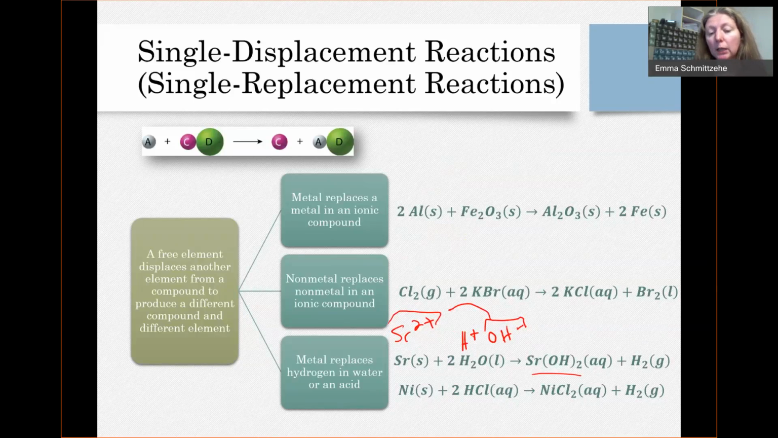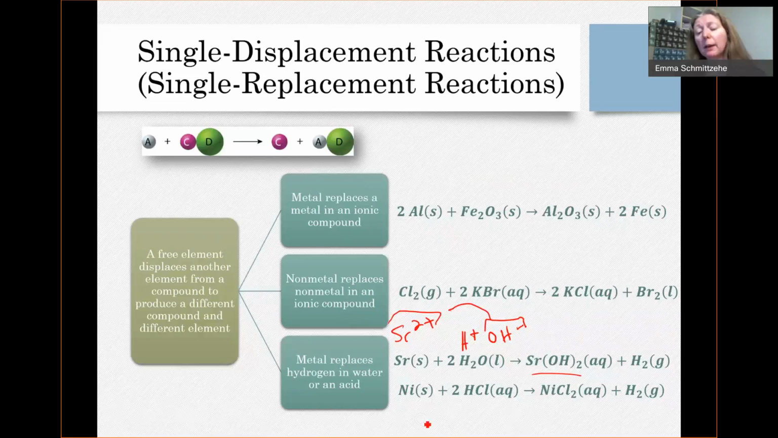So that's one thing. You could have any metal react with water, and the reaction, if it occurs, is going to form a hydroxide of the metal and then hydrogen gas. It's just the ratio of how many hydroxides go with the metal is going to depend on the charge that the metal normally forms.